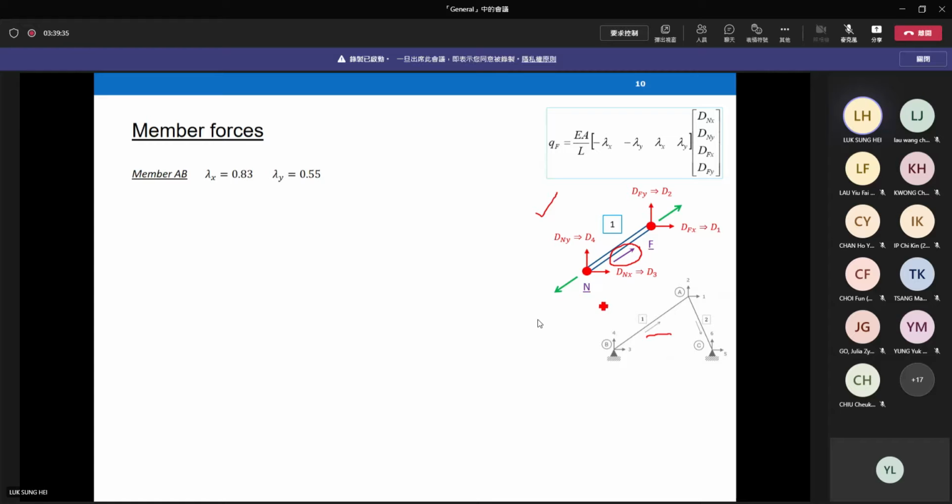The node on the left is node N, the node on the right is node F. The displacement at the node N is called dNx and dNy. The horizontal displacement at node N is called dNx. dNy is the displacement at node N along the vertical direction, and so on, dFx, dFy. What about the displacement?